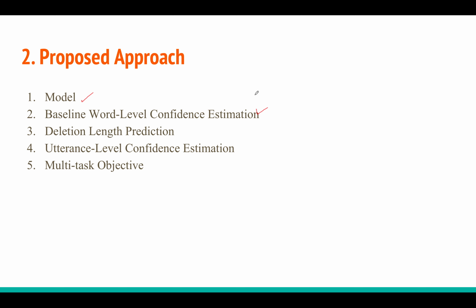And we will see some baseline word level confidence estimation, like how this word level confidence estimation, also known as CEM module integration, is done in the previous papers. And we will see the new idea proposed in this paper, called deletion and prediction. It's a different task which you can assign to the speech recognition module so that it improves the performance. And also we'll see the utterance level confidence estimation block, and these are the 3 tasks which we are going to use for the multitask learning training, and I will explain that in this 5th section.